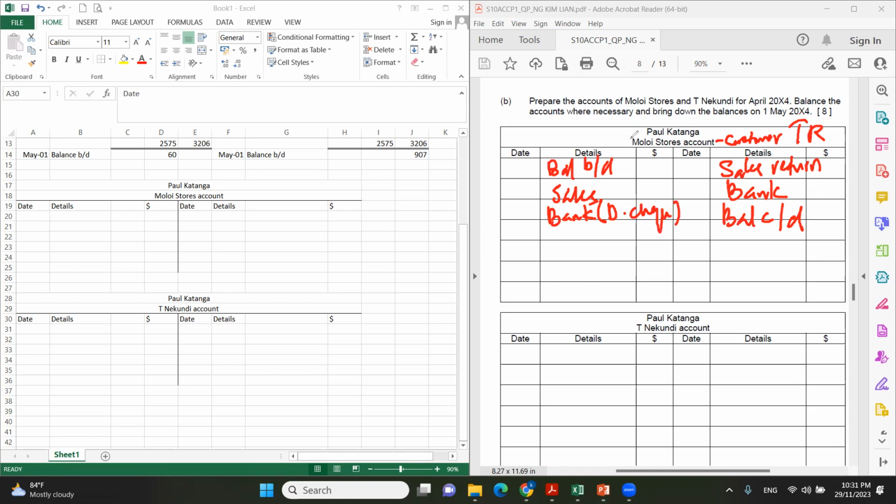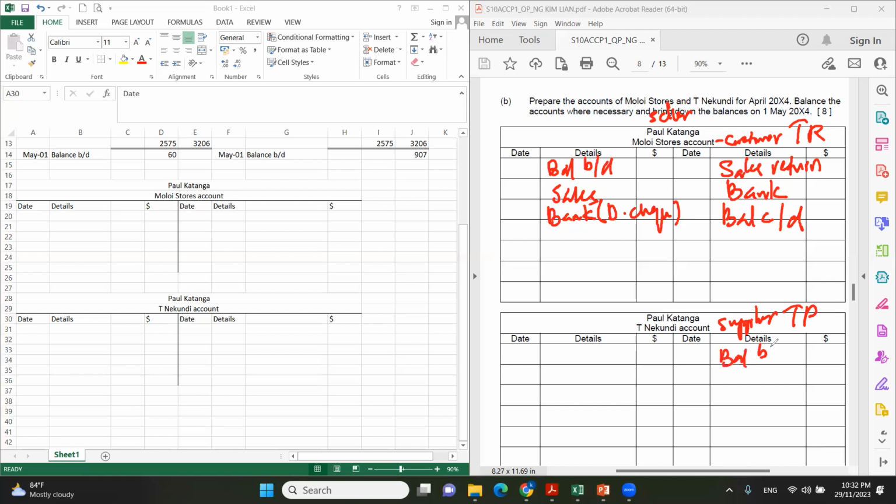So take notes that you must be clear who is recording. Paul, as a seller, does the recording for the customer account, which is trade receivable. Whereas for T Nukudin, T Nukudin is a supplier. Supplier means trade payable.